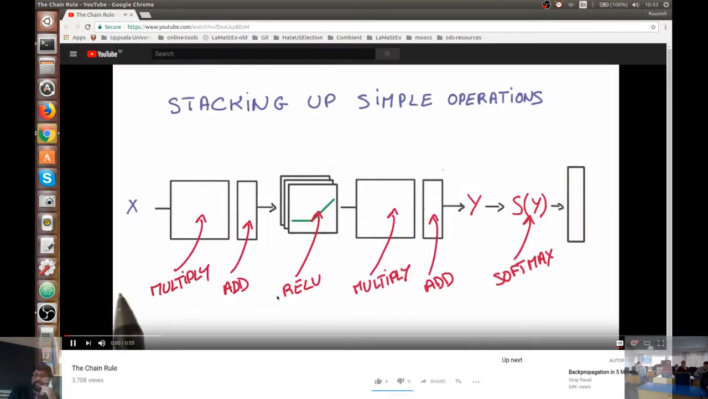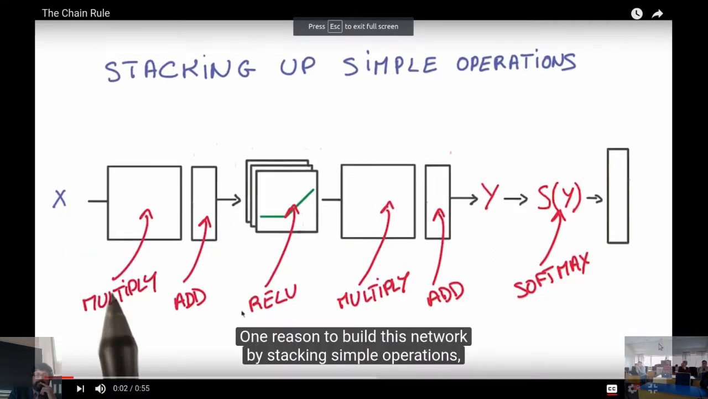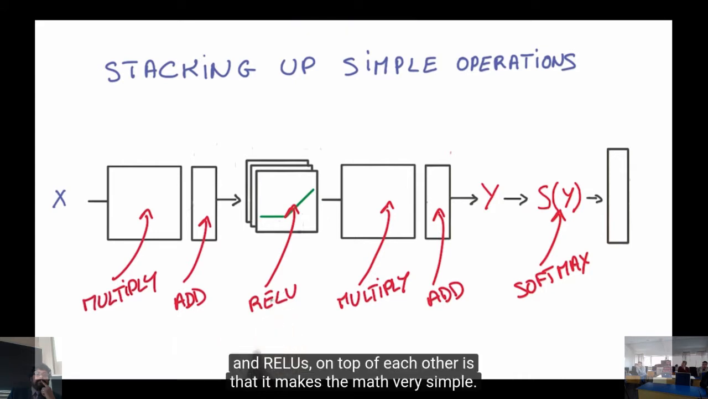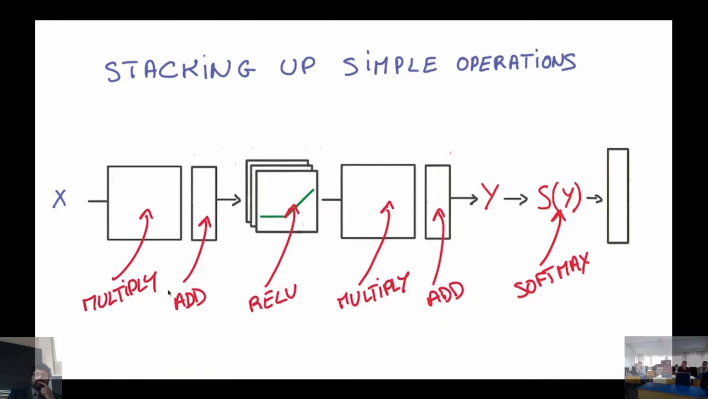One reason to build this network by stacking simple operations like multiplications and sums and ReLUs on top of each other is that it makes the math very simple. Simple enough that a deep learning framework can manage it for you.